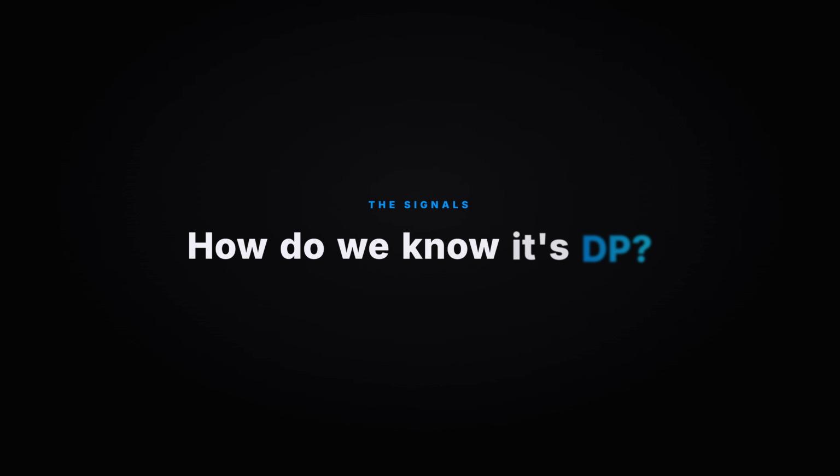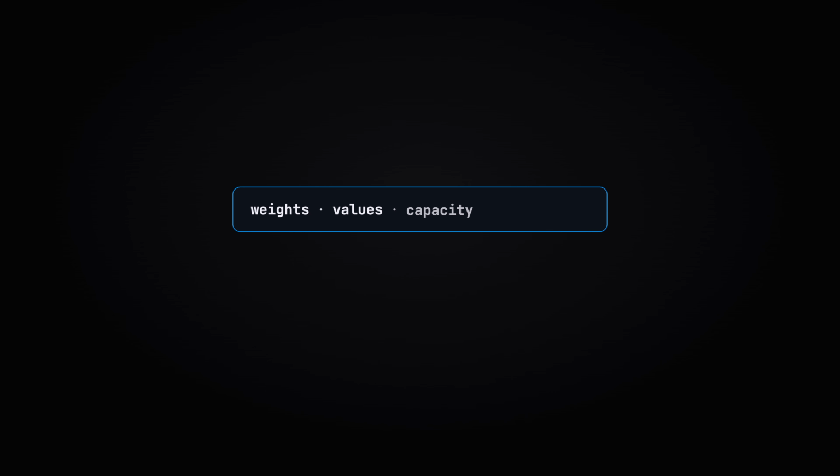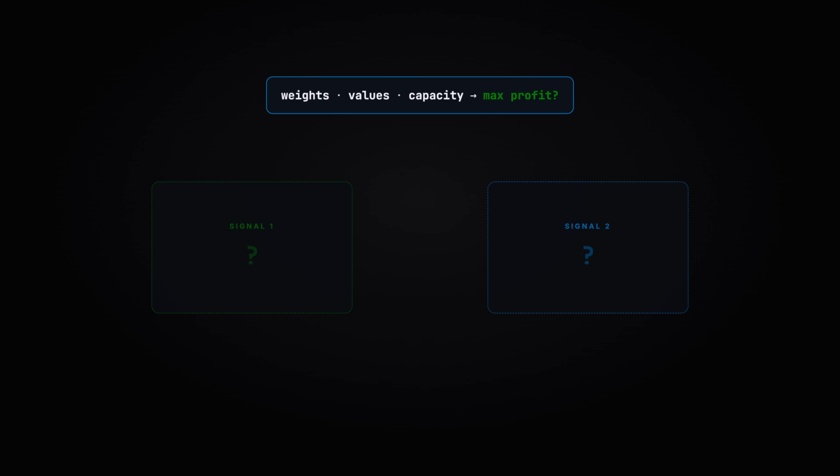Now let us connect this back to dynamic programming. Suppose you have never seen this problem before. You are simply given the weights, the values, and the bag's capacity and asked for the maximum profit. How do you know DP is the right approach? Remember the two indicators we discussed in the previous video. First, is there an optimization objective? Absolutely. The problem asks for the maximum profit.